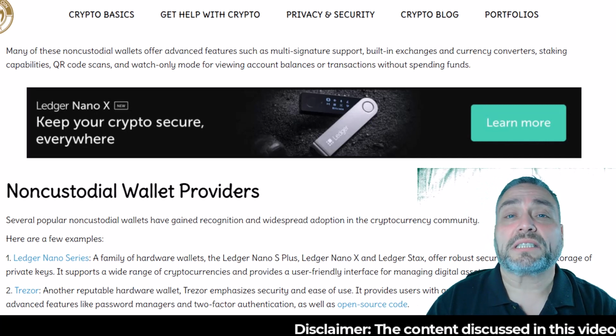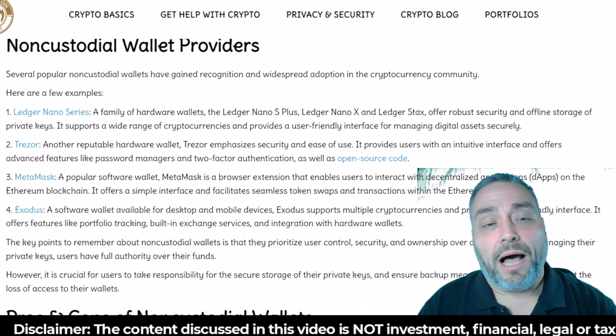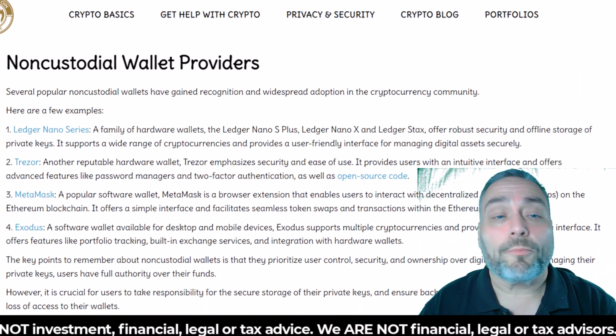All right, let's take a look at some of the non-custodial wallet providers. There are a bunch. I name the top ones here. Matter of fact, I talked about most of these.